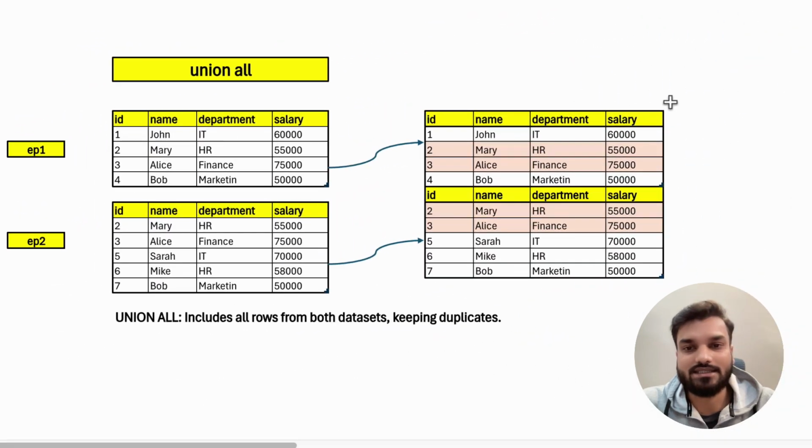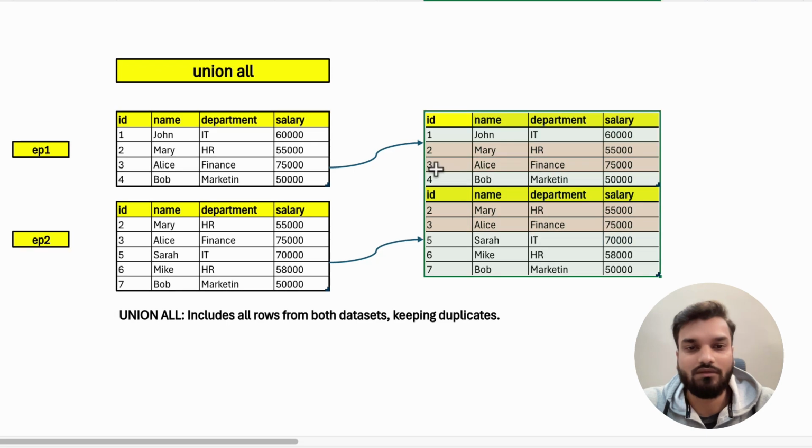Now let's try to understand union all. So we have two tables EP1 and EP2. We are getting all the records from EP1 and also we are getting all the records from EP2. That means in the final result we have all the data from EP1 and EP2 both tables. Even though this record and this record are common in EP2, that record is also reflecting in our final result. So we can say union all includes all rows from both data sets, keeping duplicates.